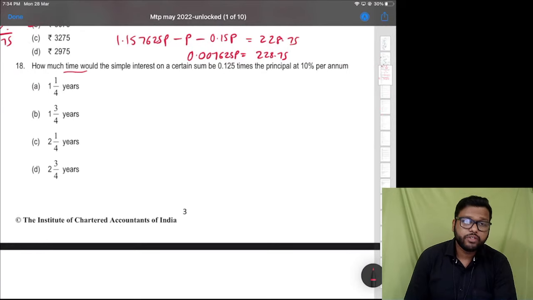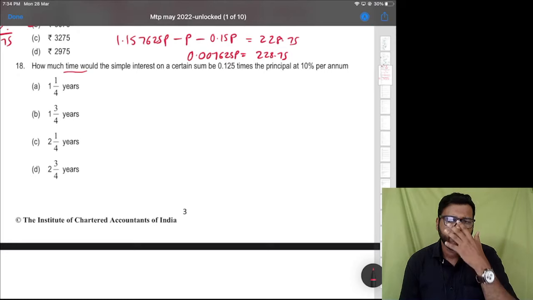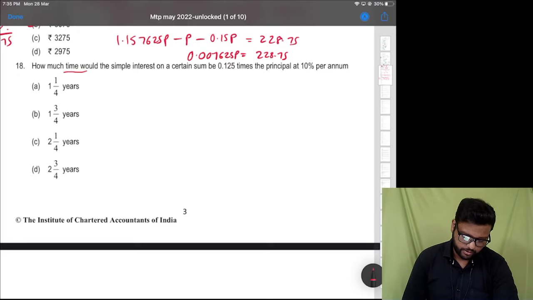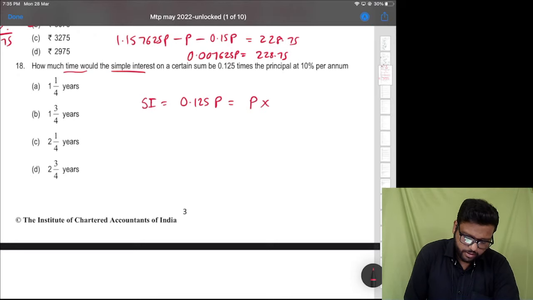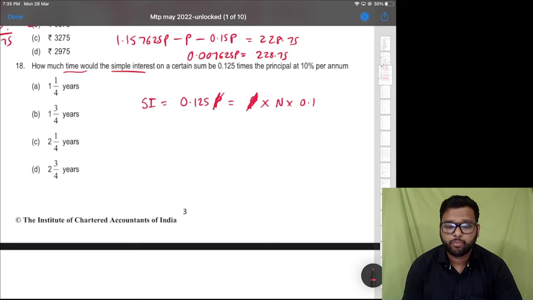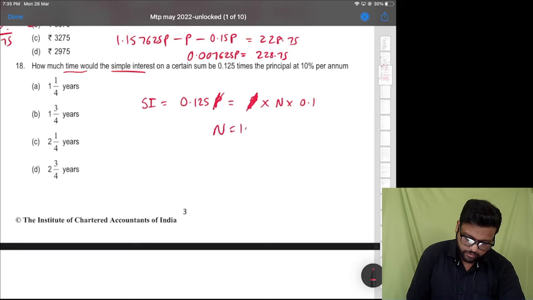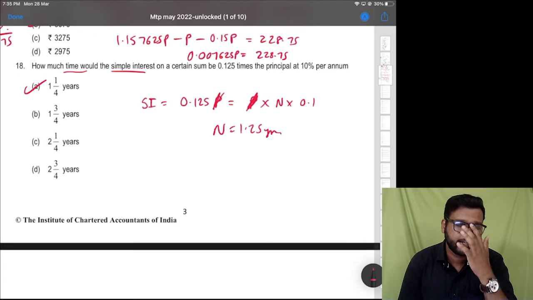How much time would simple interest on a certain sum be 0.125 times the principal at 10% per annum? Okay, fine. So they're asking simple interest should be 0.125 times principal. Okay, what is formula of simple interest? Principal into period into rate. Okay. So P, P we can just cancel. So N is going to be 0.125 divided by 0.1. So that is 1.25 years. 1.25 years is 1 and 1/4. Option A is the correct answer.